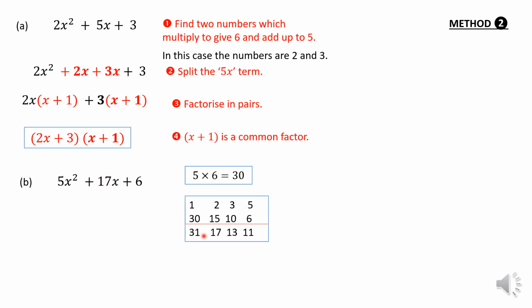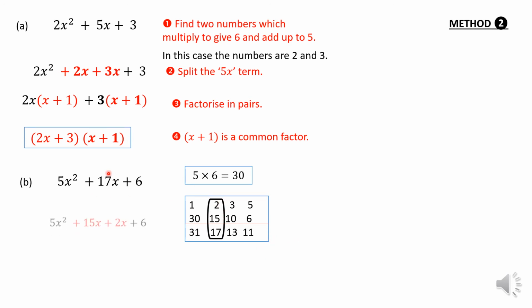So what I've done here is I've listed all the factors that I know of 30. So 1 times 30 is 30. If I add them, I get 31. 2 times 15, that gives you 30. If you add them, you get 17, which is what we required. And 3 times 10 is 30, but then if you add them, give you 13. It's not what we require. And I saw already that 5 and 6 doesn't work. So this combination, the 2 and the 15, works.